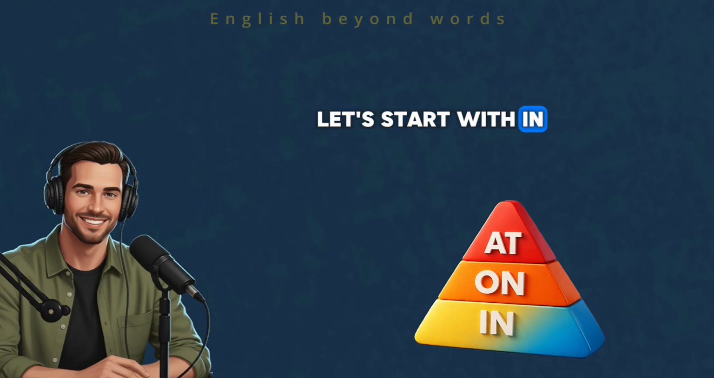Let's start with in. We use in when something is inside a space or a large area. Listen and repeat. I live in Tokyo. Now you. I live in Tokyo. Good. The keys are in my pocket. Repeat. The keys are in my pocket.